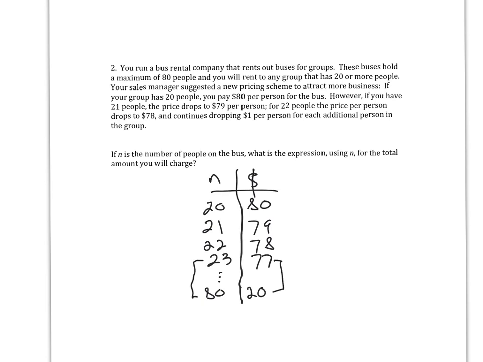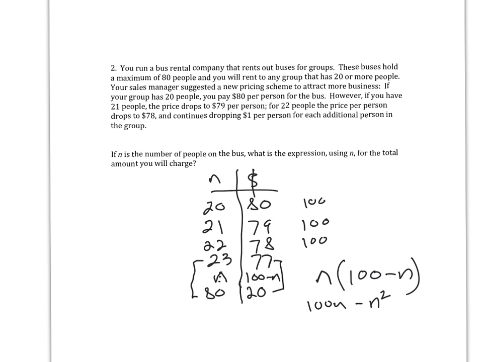So one of the things you'll notice is that 20 plus 80 is equal to 100, 21 plus 79 is equal to 100, 22 plus 78 equal to 100. So what we can say more generally is that if we call this number N, then the price has to be equal to 100 minus N. So now the expression for the total amount that we would charge if there are N passengers is N, the number of passengers, multiplied by 100 minus N, which is the price per passenger. Or if we distribute, we're going to get 100N minus N squared.